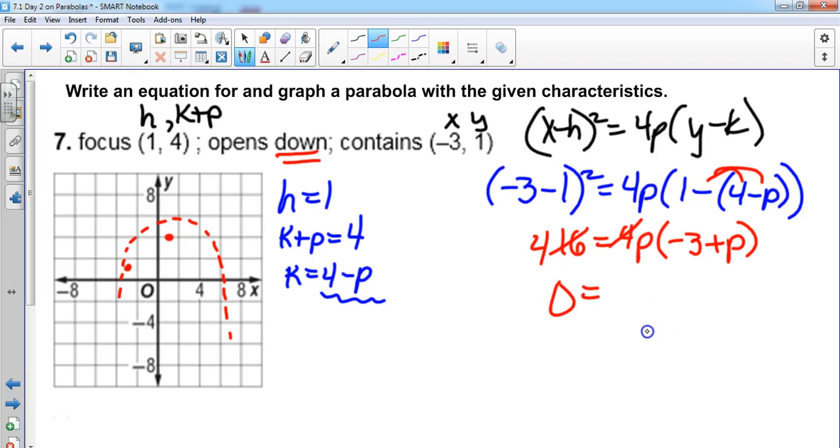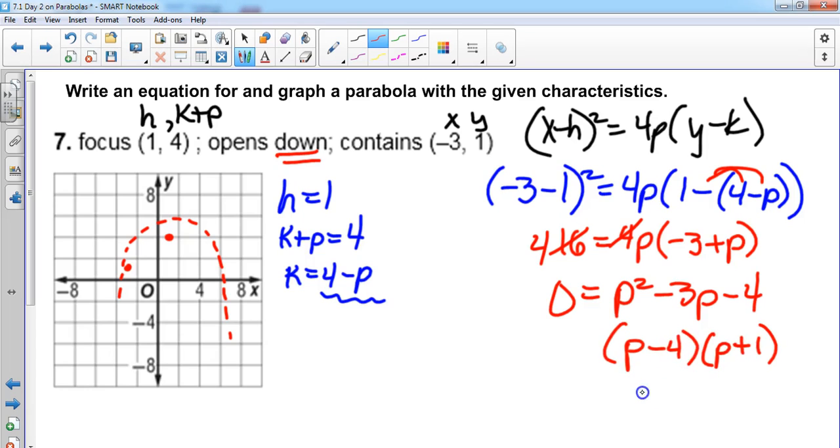Can I skip a step until I move everything to one side? What will I have when I move everything to one side? Did I skip too many steps? This is a negative 3p plus a p squared. I just wrote it in a different order, and then I subtracted that 4 over there. How does that factor? So I get p is either 4 or negative 1. How do I know which one?